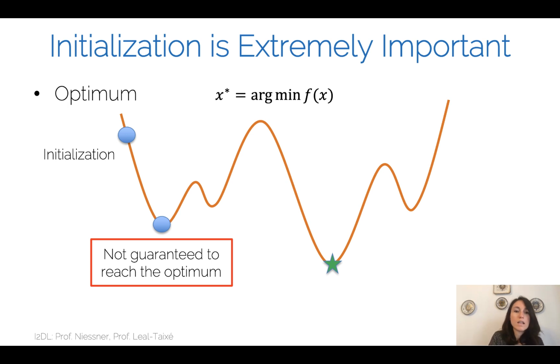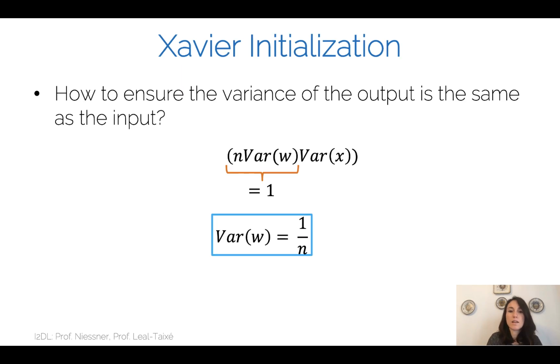which means that if I initialize my solver here, then it is very likely that I'm going to reach this point and the solver is going to say this is the optimum of the function, while if I would have initialized my solver here, then I would have reached actually the global optimum of the function. So initialization is extremely important to train neural networks.